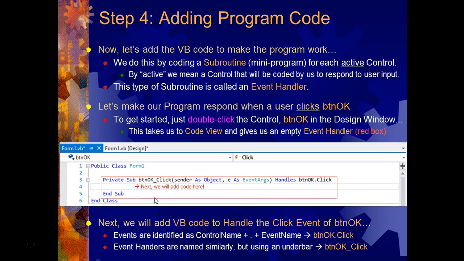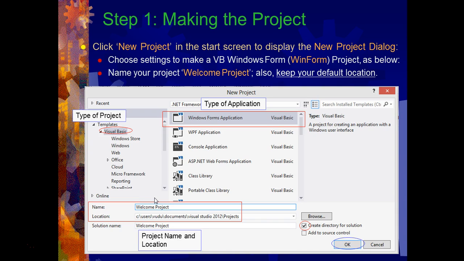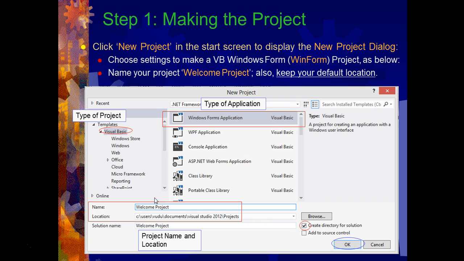Our first program. So, what are we going to do first? We have to create a new project. So we're going to go to here, Visual Basic Templates. We're going to choose this type, and make sure that this is clicked. We're going to give it a name, and click OK.